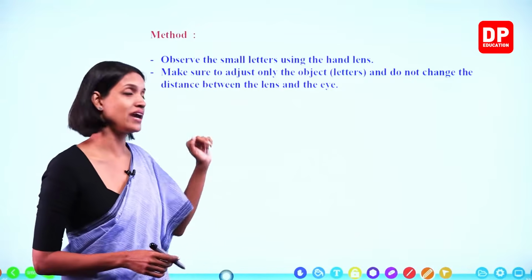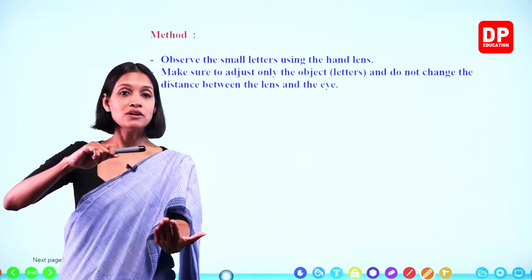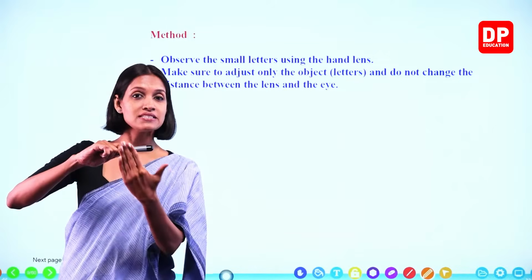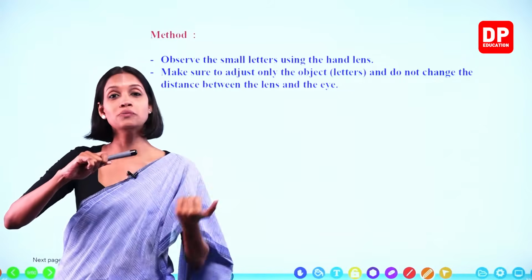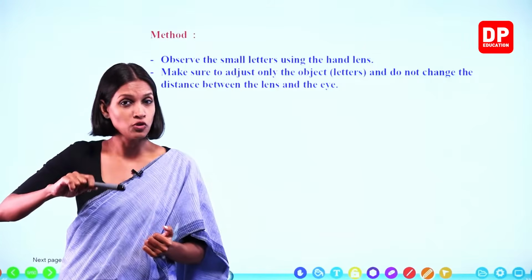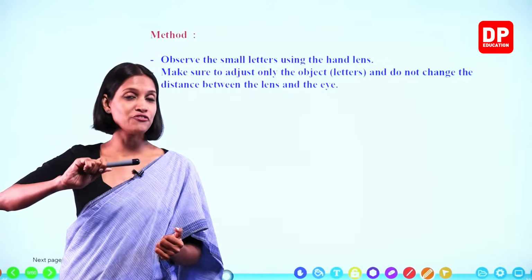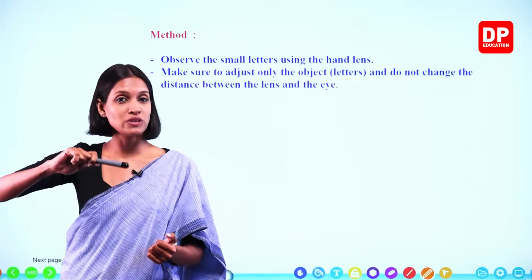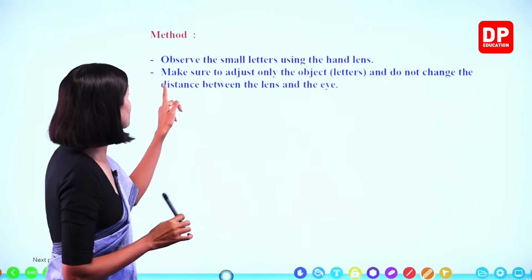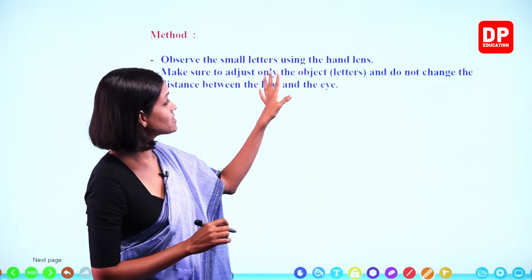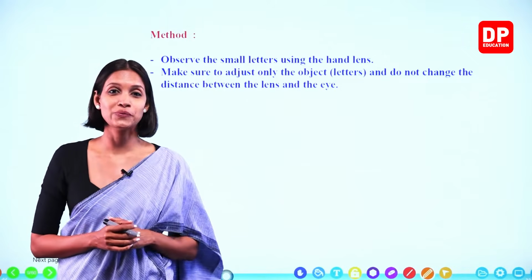So when you use the hand lens, you have to keep the hand lens at a certain distance. While reading, you have to adjust the distance between the book and the hand lens, right? By moving the book. But hand lens, normally you don't keep it very close to your eye. There should be a certain distance away from the eye. So that distance must be there as it is. You can adjust the distance of the book. Okay, so make sure to adjust only the object or letters and do not change the distance between the lens and the eye. Let's do this activity now.